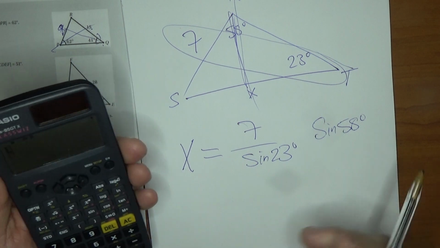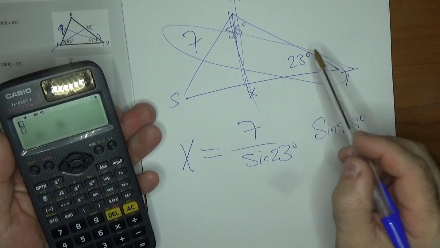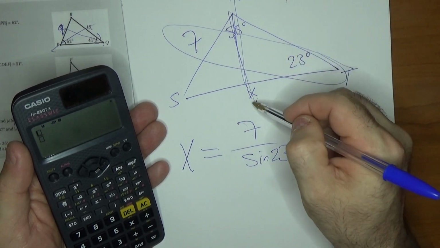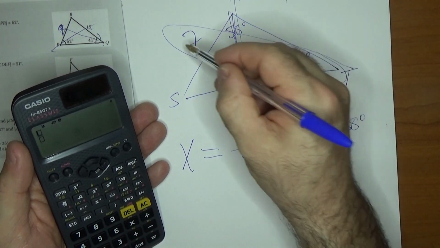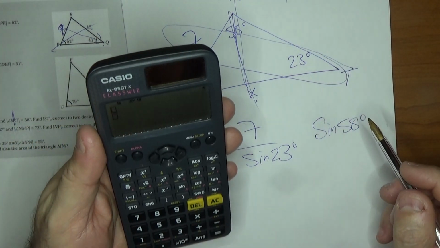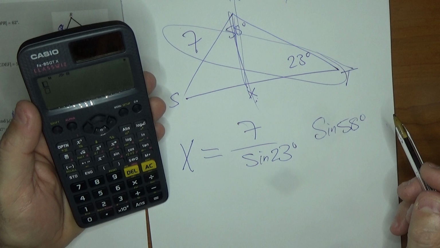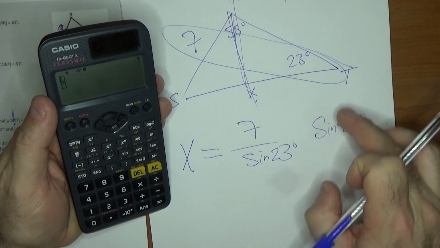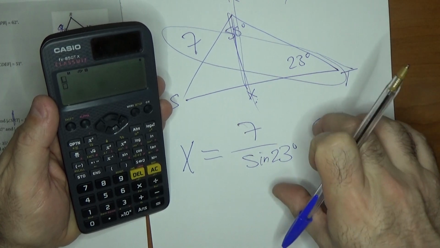Fraction bar. Also, quick prediction, this has to be bigger than 7. Can you see why? Because this is bigger, opposite a bigger angle than 7 is opposite. Okay, so we know X is going to be bigger than 7. And we go from there. And that makes sense because sine of 58 over sine 23 is bigger than 1.